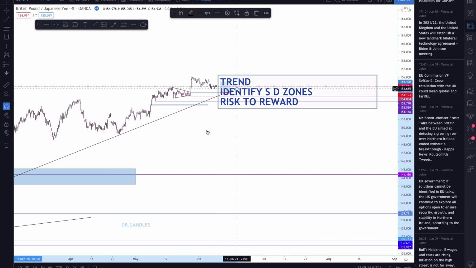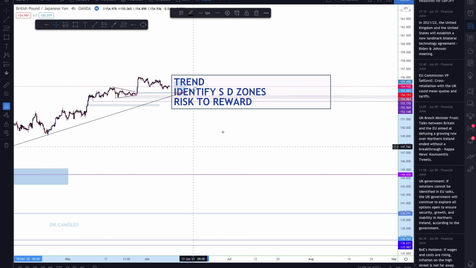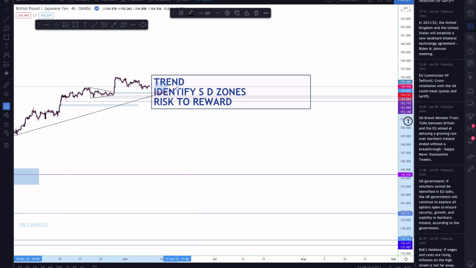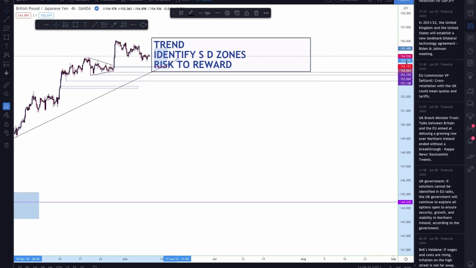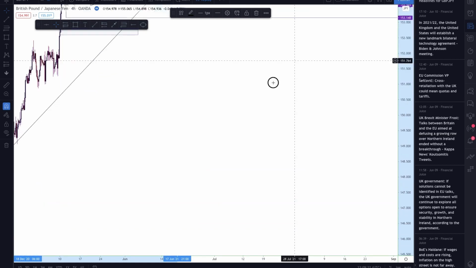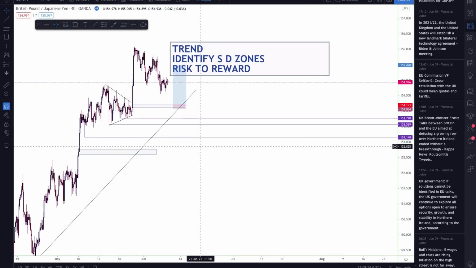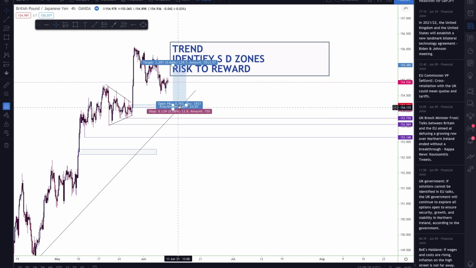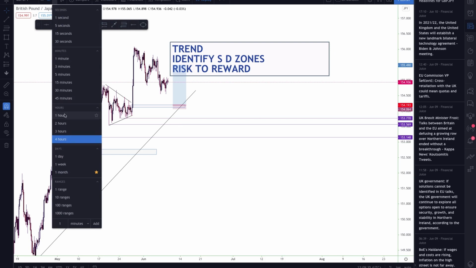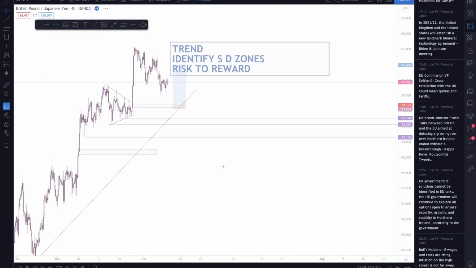So literally the trend line also matches up with that zone. As you can see, that trend line also is within that zone. So that's another confluence, right? So let's switch back to our 1 hour time frame.